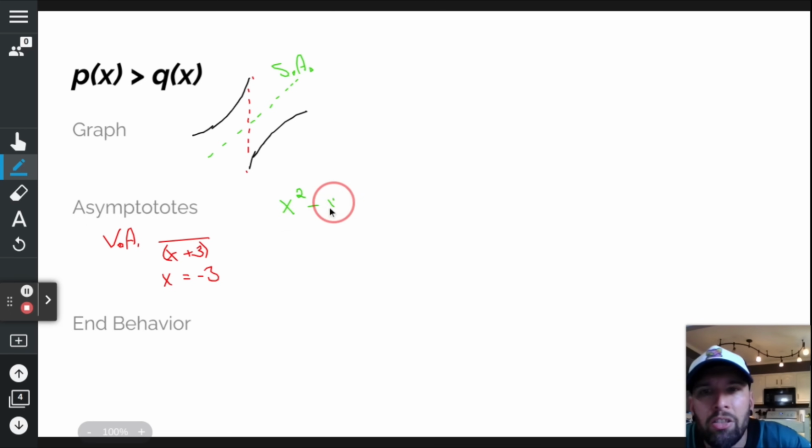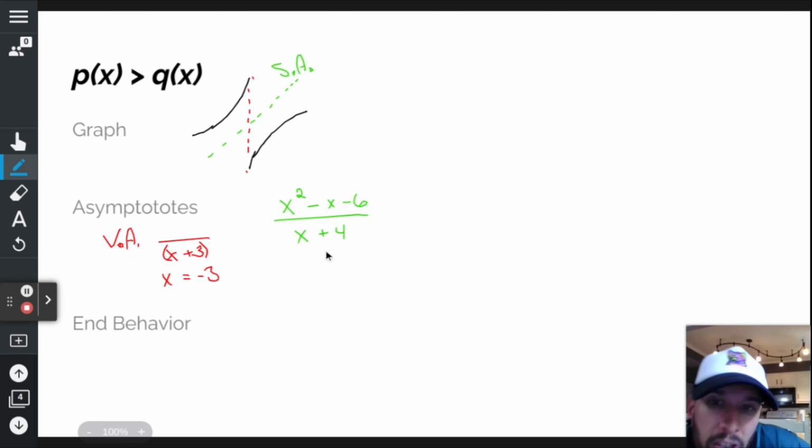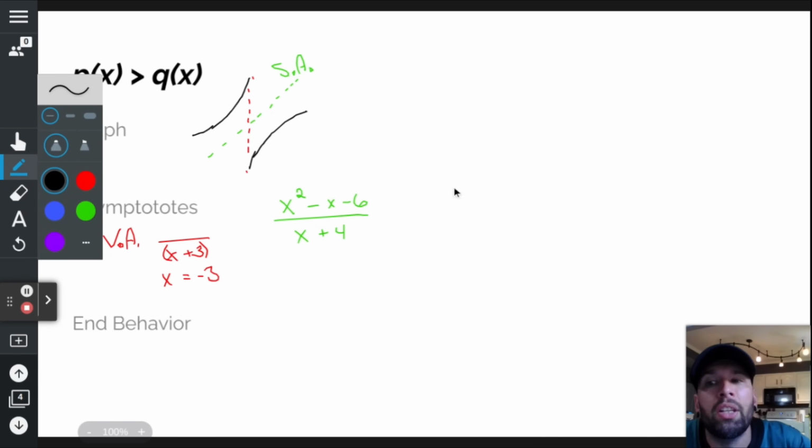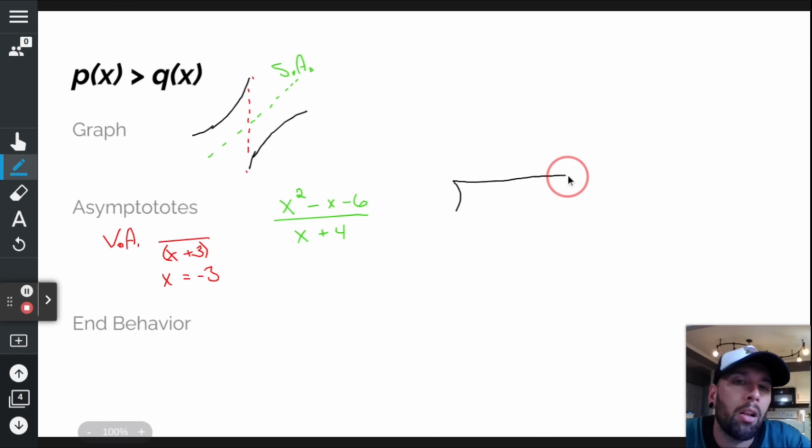Say we have (x squared minus x minus 6) over (x plus 4), and I asked you to find the slant asymptote. The way you find the equation of a slant asymptote is you do polynomial long division. You could do synthetic division, but I prefer polynomial long division, so let's set it up.